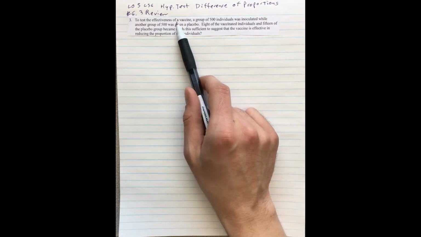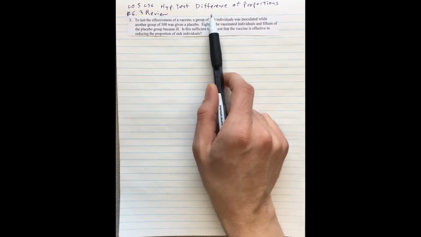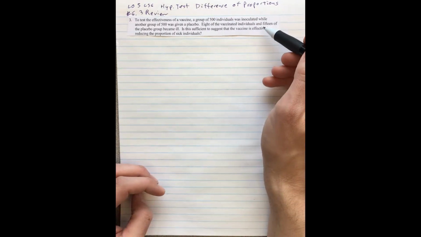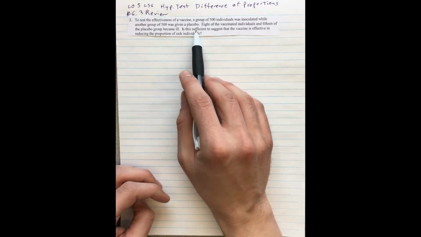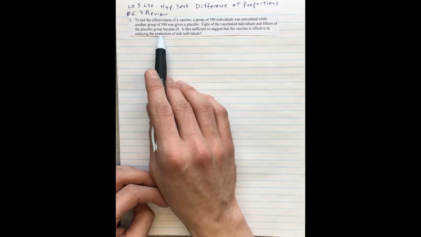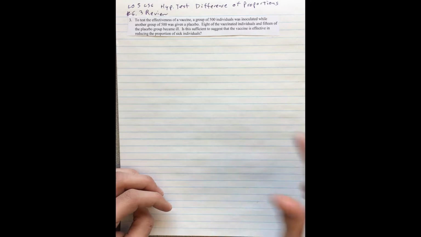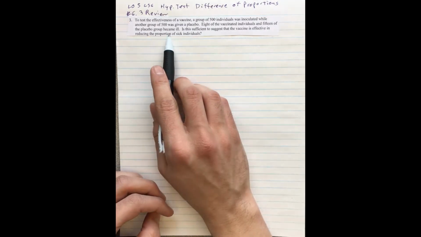To test the effectiveness of a vaccine, a group of 500 individuals was inoculated while another group of 500 was given a placebo. 8 of the vaccinated individuals and 15 of the placebo became ill. Is this sufficient to suggest that the vaccine is effective in reducing the proportion of sick individuals? When I look at this question, you're thinking proportion. It's going to be one of the proportion questions.